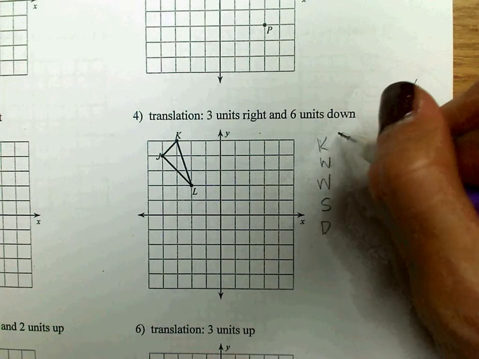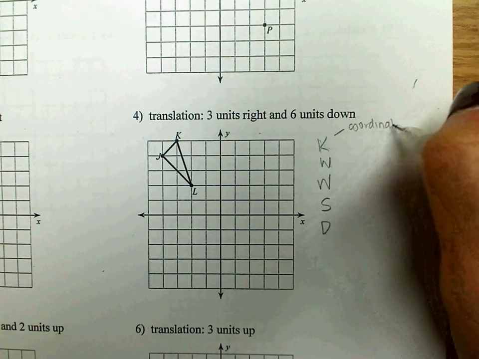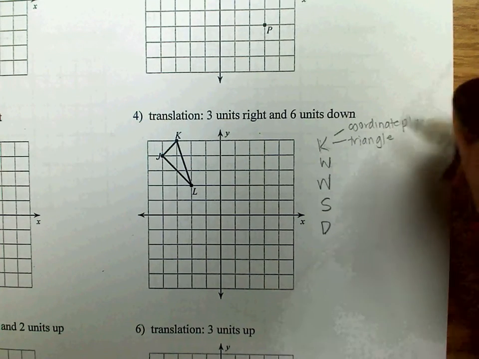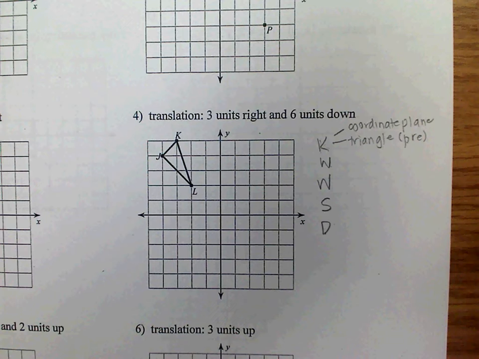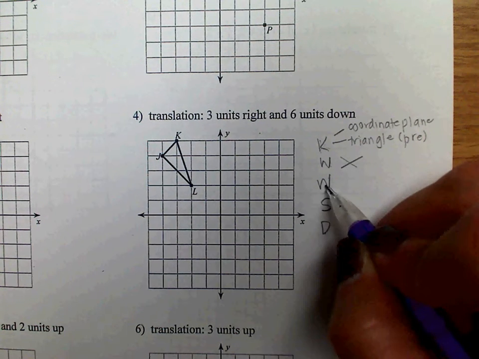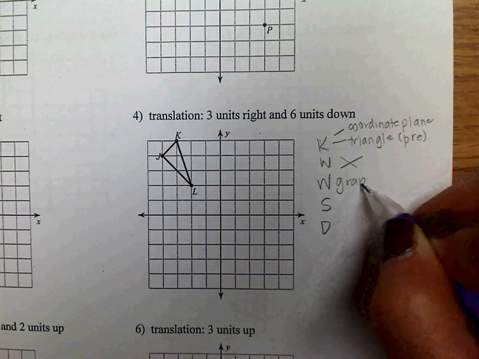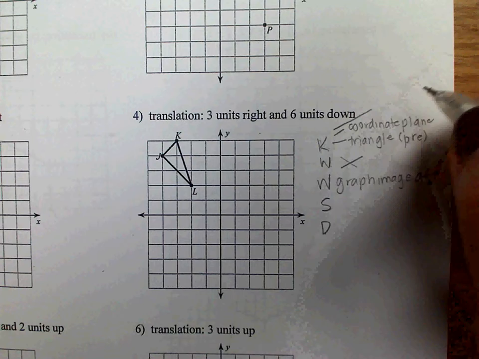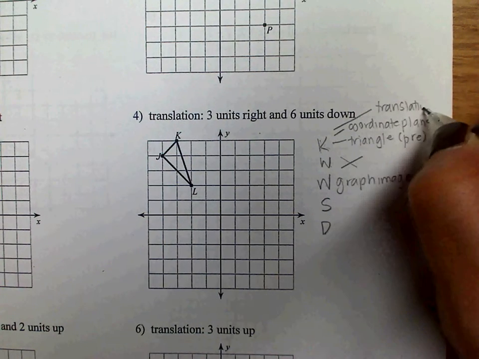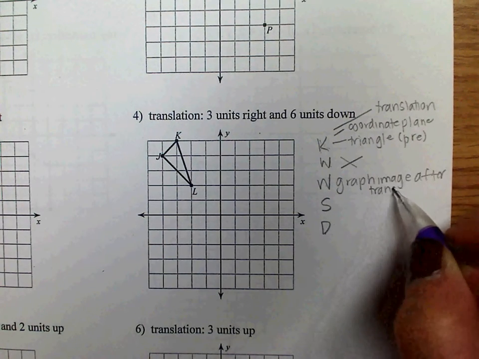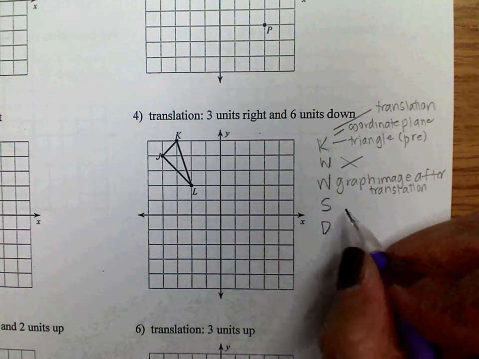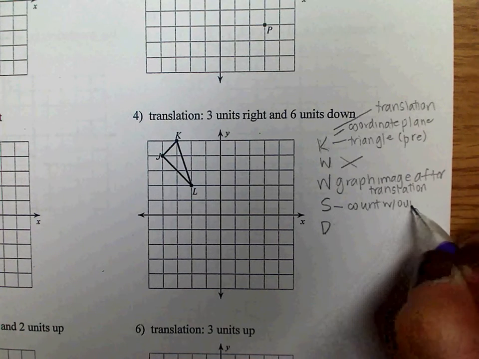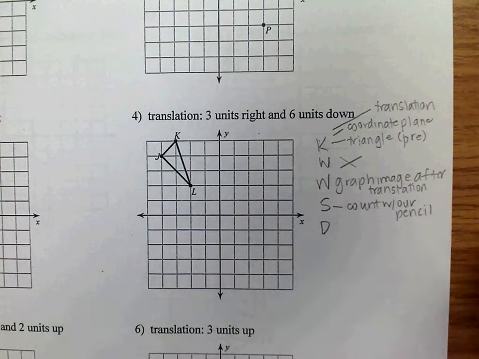So what do we know? Well, we've got a coordinate grid. So we've got a coordinate plane. That'll help us count. We got a triangle, okay, which is the pre-image, right? So what do you want to know? We'll skip that. What does the question ask? It says to graph the image after, oh, by the way, what else do we know? We're going to have to use a translation. Graph the image after the translation. So what strategy are we going to use? Well, we're going to count with our pencil. Okay, and we'll defend later.